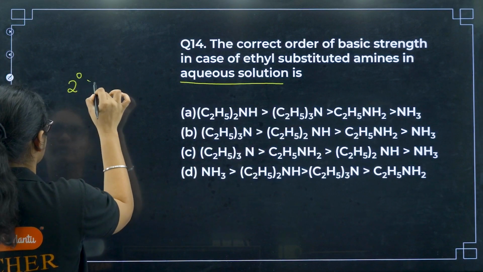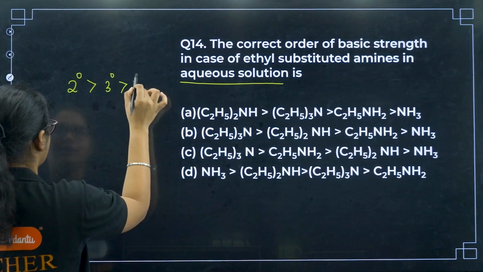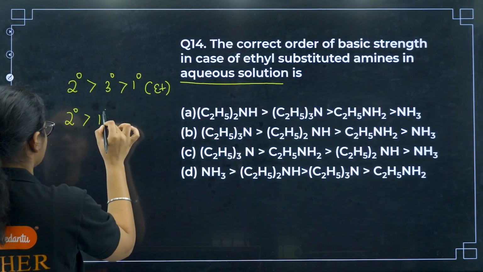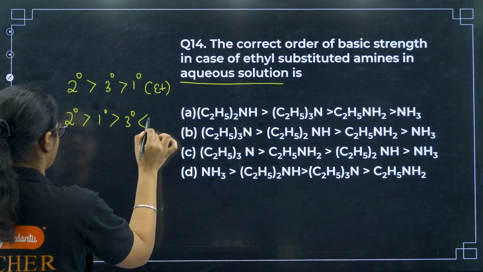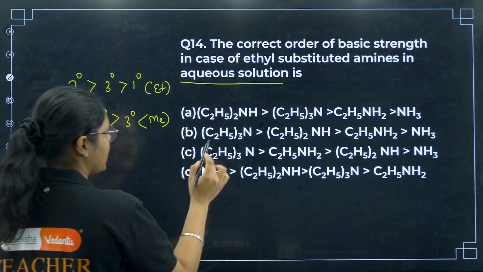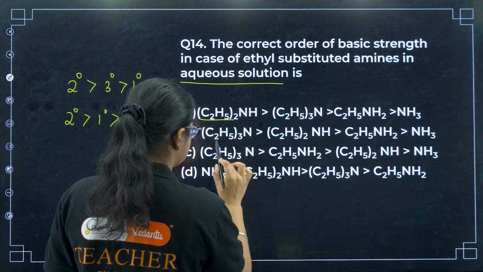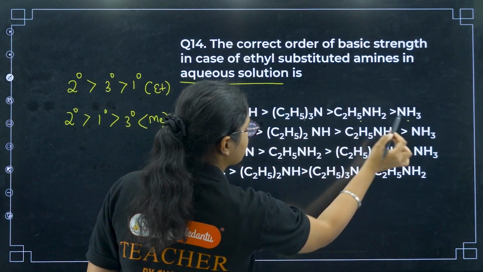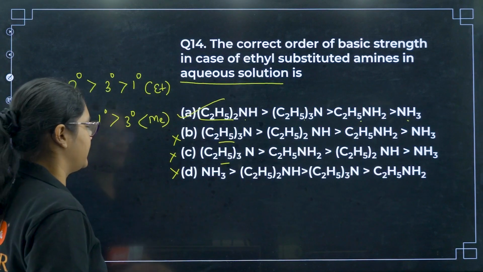Ethyl amines we have 2 degree, 3 degree, 1 degree, okay, for ethyl amines, and for methyl amines it is 2 degree, 1 degree and 3 degree, okay, for methyls. So we have here 2 degree, so here it is 3, 3, we can eliminate, 2 degree, 3 degree, 1 degree and then ammonia, option number A.